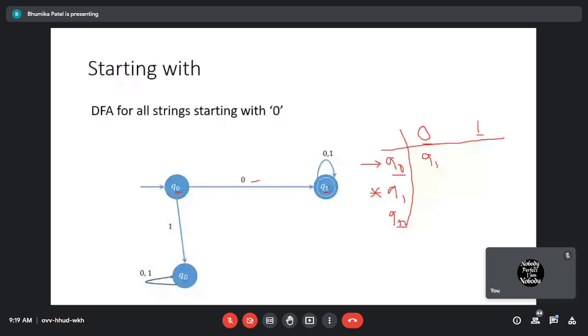Yes, ma'am. Okay, so it is very easy. From the diagram, you have to just write the table. Okay, from the Q1, if I'm reading 0 or 1, I am in the same state Q1. So on the 0 and 1, you have to write Q1 and Q1. Similarly, from the QD, if I'm reading either 0 or 1, I will be in the same state QD and QD. Okay, so this is a transition table for the DFA, which is accepting all the strings starting with the 0.